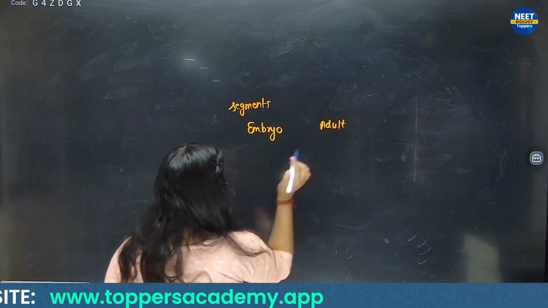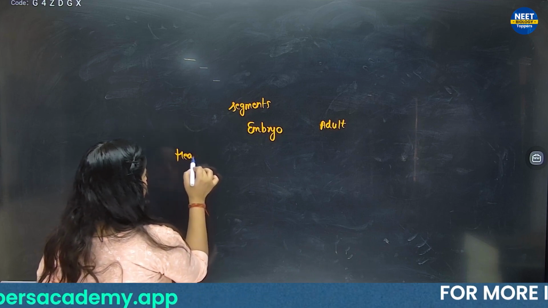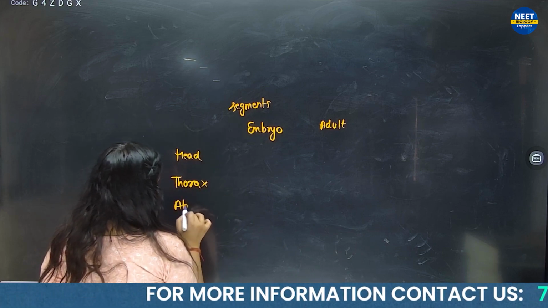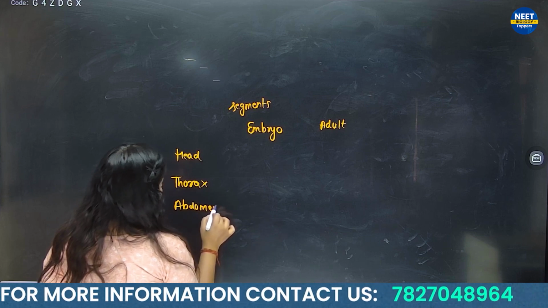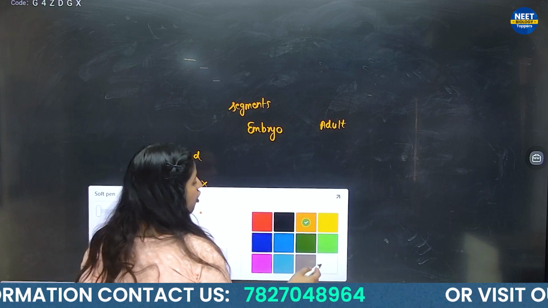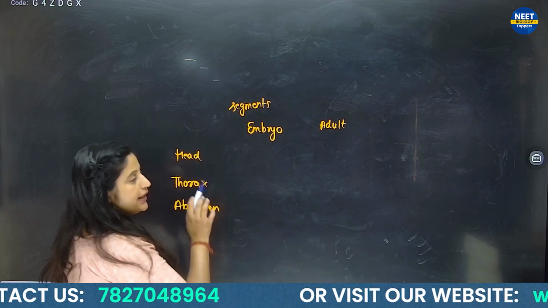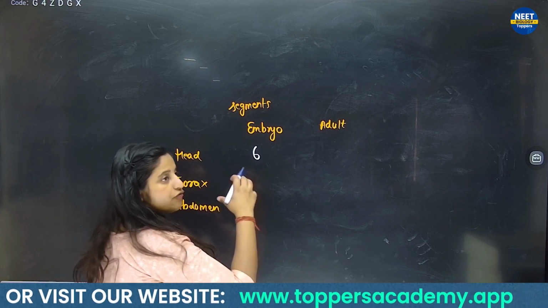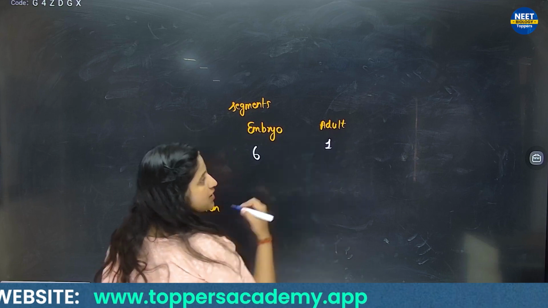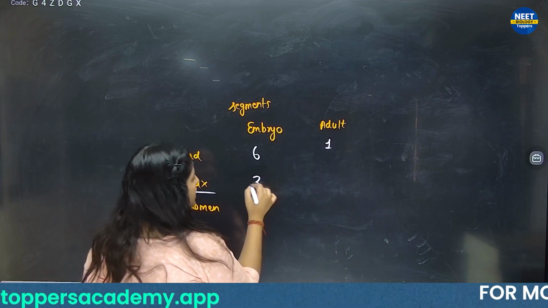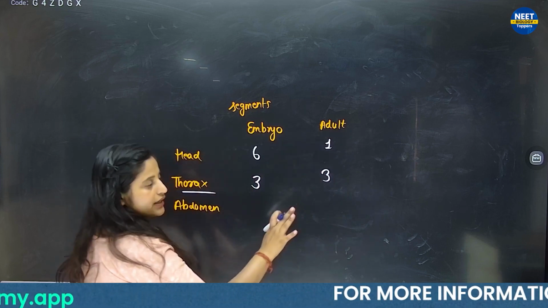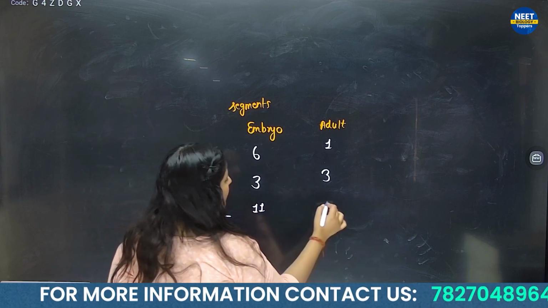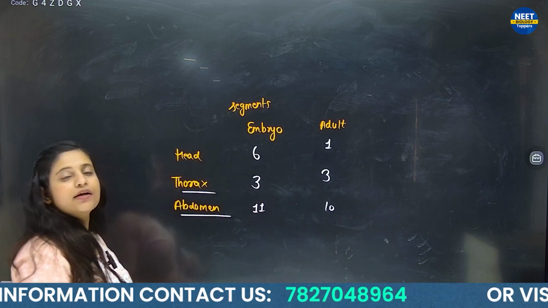So their body is divided into how many parts? The head, thorax and the abdomen. In the embryonic development, the head has a total of 6 segments, but these 6 segments fuse together and become one segment. In the thorax there are 3 segments, and in the adult only 3. There is no change. But in the abdomen there are 11 segments, and in the adult a total of 10 segments.